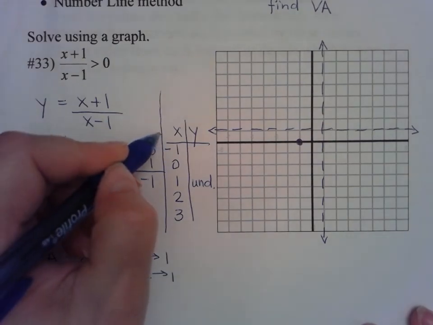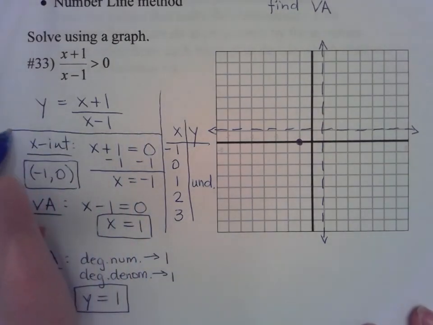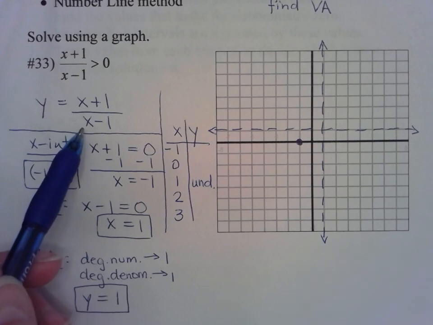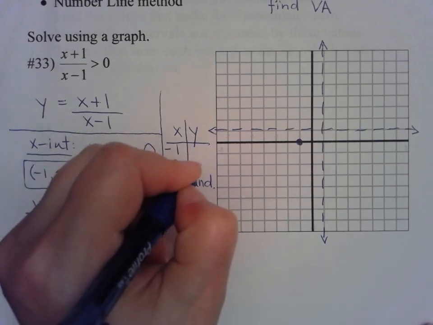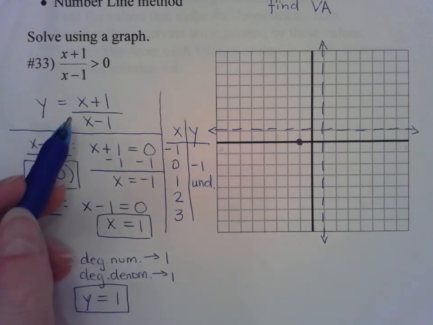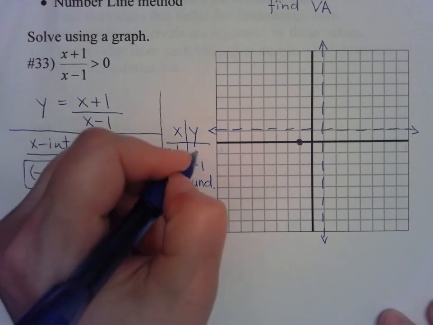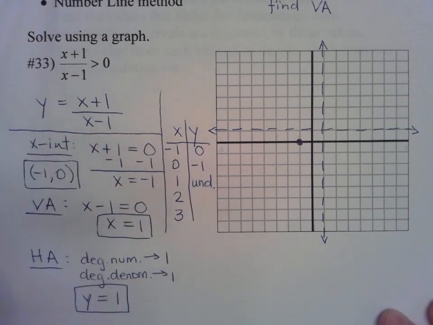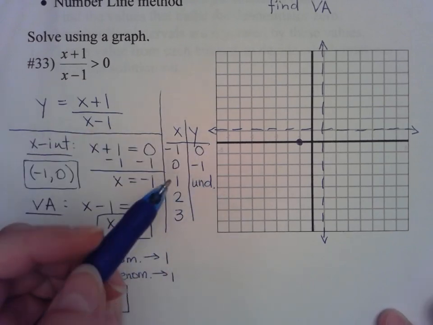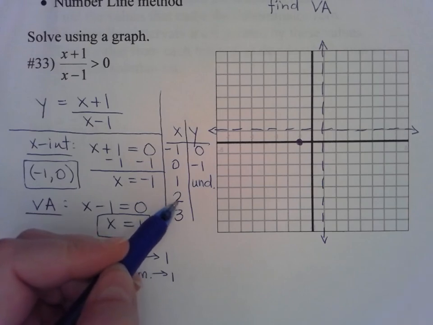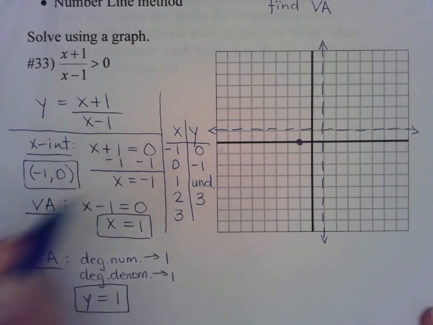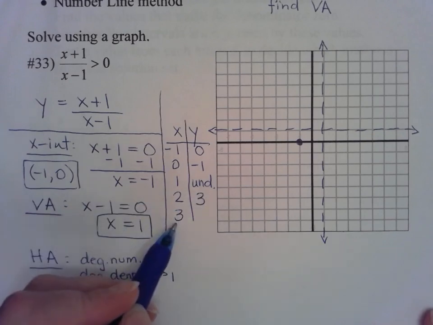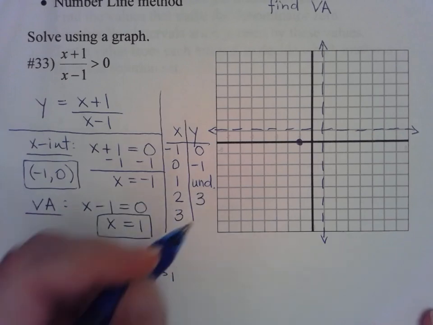All right, this is kind of crowded. I'm going to plug them into my function. And so if I plug in 0, I'm going to have -1. If I plug in -1, I'm going to have 0 over -2, which is just 0. That's my x-intercept. Okay. If I plug in 2, I'm going to have 3 over 1, so 3. And if I plug in 3, I'm going to have 4 over 2.